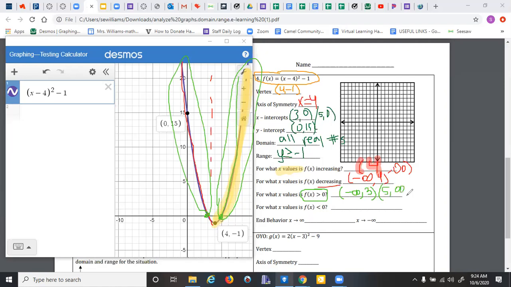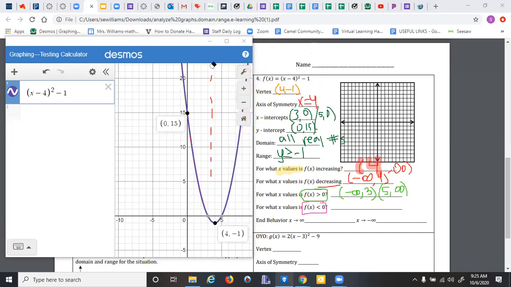Somebody else who has not answered, you could send me your answer in chat if you want. What does this mean? F of x less than 0. Thank you, Terry, below the x-axis. For this one, there's only one spot where it's below the x-axis, which is right here, from 3 to 5.